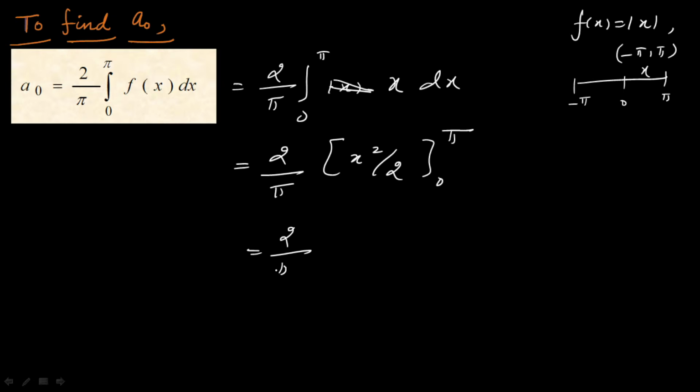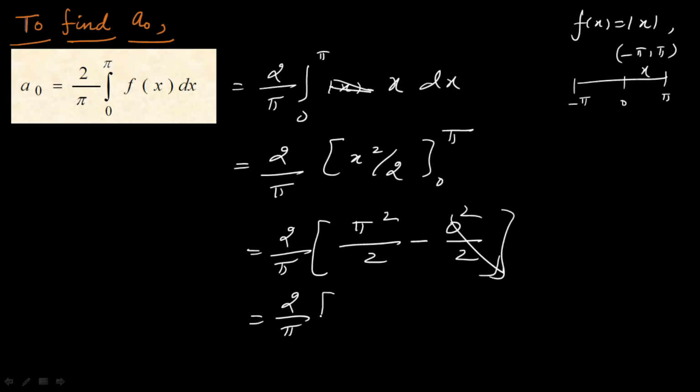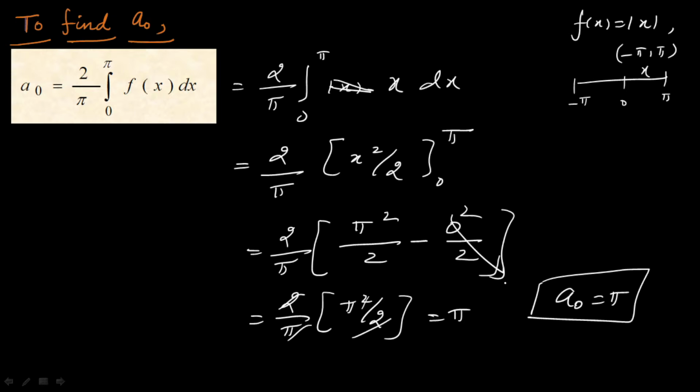So now let me substitute the limit, upper limit minus lower limit. If you replace x by pi, pi square divided by 2. If you replace x by 0, 0 square by 2, which means this term vanishes. So you have only 2 by pi times pi square divided by 2. Here 2 and 2 being cancelled, one of the pi also being cancelled, you get only pi. So the value of a naught we have calculated just now for this problem is pi.